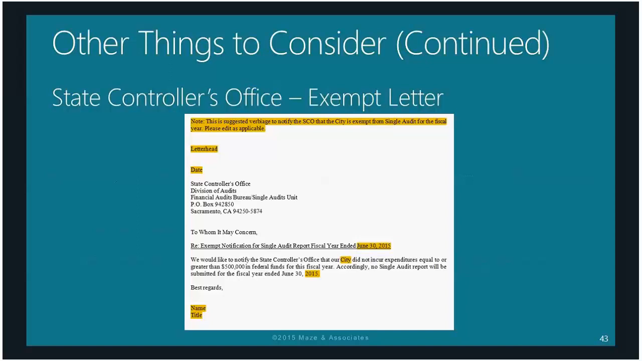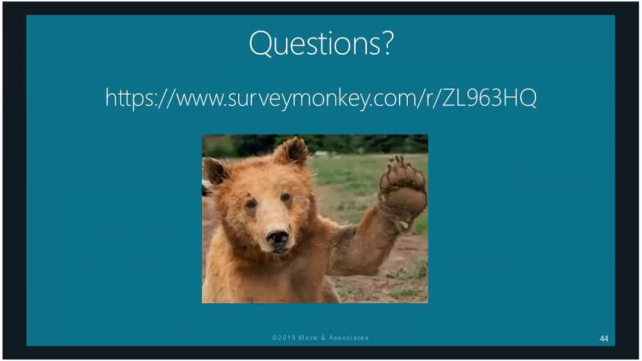If you note the body of the email, it just notifies the CSO or the state controller's office that you didn't expend any federal amounts that are equal to or greater than the threshold, and therefore no single audit was required. And that's just basically it. You want to cover your bases rather than just not providing anything to the state at all.